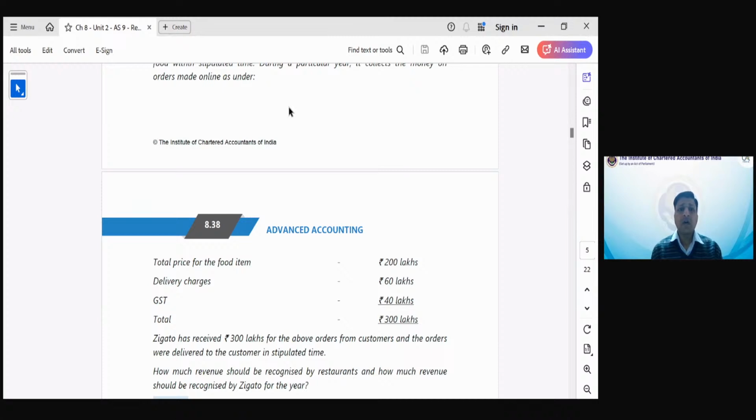All right, so now moving on to the solution. Nitin is saying for Zigato, it should be 60 lakhs. For restaurant, it should be 200. What about others? Over to you.